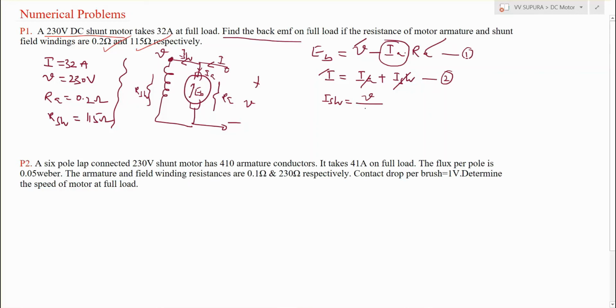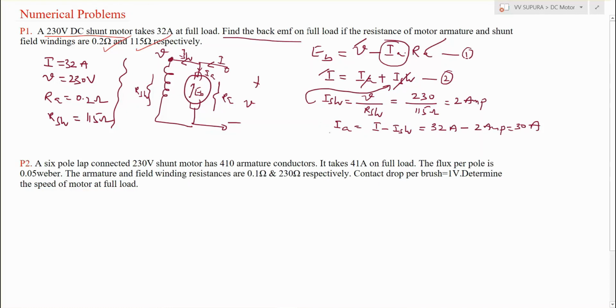ISH is equal to supply voltage upon shunt field resistance. Supply voltage is 230 volts upon RSH equal to 115 ohms. Now it is 2 amperes. Now I can substitute this ISH in the equation number 2. I can calculate armature current is equal to I minus ISH, that is 32 amperes minus 2 amperes. Now it is 30 amperes.